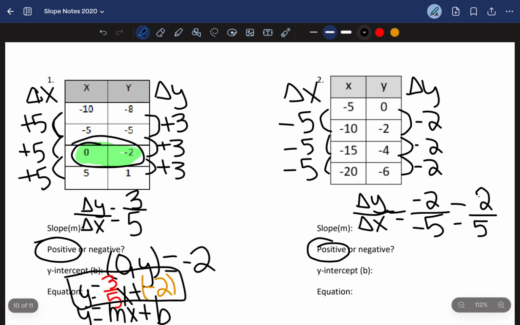Now, the y-intercept. If you look, again, remember it has to be 0, y. Looking at this table, I don't see that. So I'm going to have to extend my table. In this case, I'm going to have to extend it to the top, because that pattern, you'll see why in a second. So from -5 to 0, I have to add 5. Well, I was subtracting 5 when I was going down, and so I have to add 5 when I'm going up. So I have to do the same thing over here with my y values. So I was subtracting 2 when I was going down, but now I have to add 2 going up.